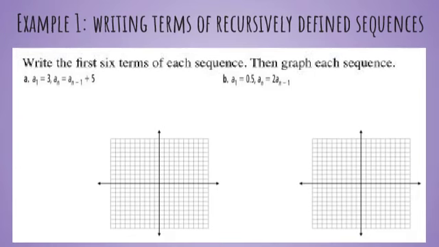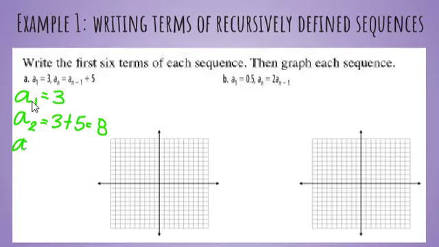For example 1, you're writing terms of recursively defined sequences. So you need to write the first 6 terms of each sequence and then graph them. So what's nice about this is that it tells you the first term. So we know that a sub 1, our first term, is 3. Then to find our second term, the formula here says take your previous term. So if I'm finding my second term, I'm going to plug in my first term, which was 3, and then add 5. So that gives us 8.